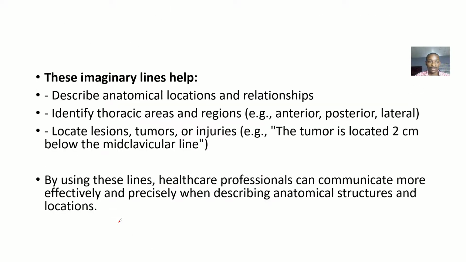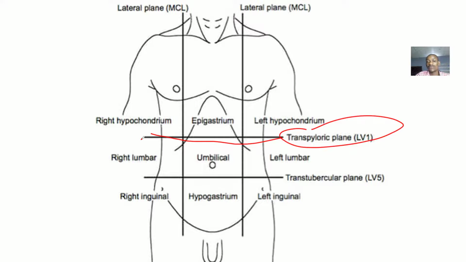So these imaginary lines will help you to describe anatomical locations and relations. They help you to identify thoracic areas and regions. They help you to locate lesions, tumors, and injuries. They help you to describe something, okay?